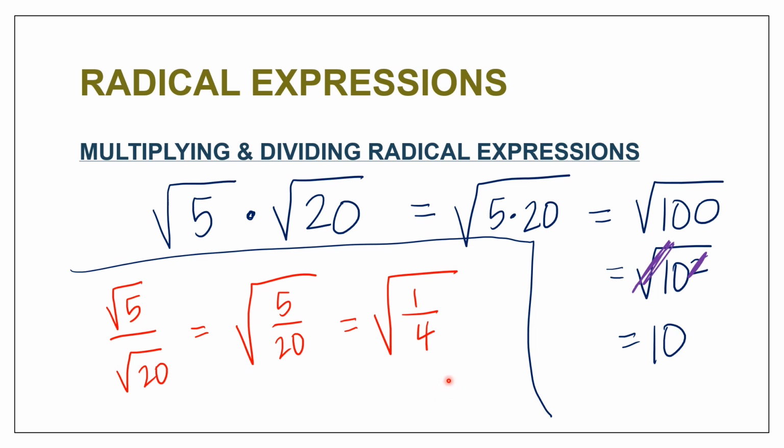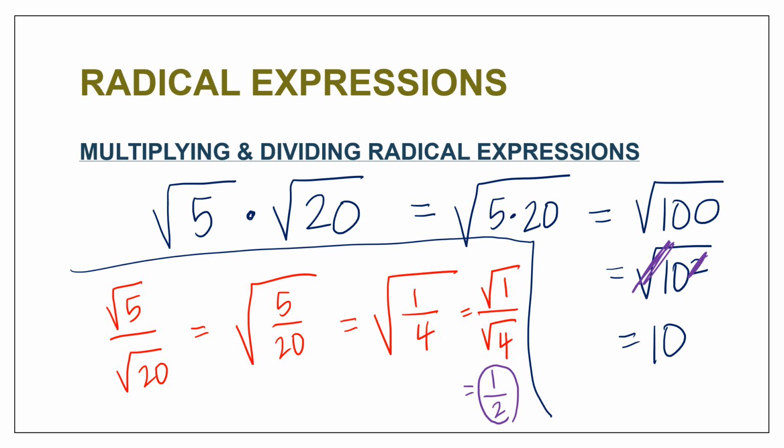All right, and then you would say, okay, well now I can split them back up. Now, why would I do that? I would do that because 1 is a perfect square and 4 is a perfect square. So the square root of 1 is 1. The square root of 4 is 2. And that's my answer.